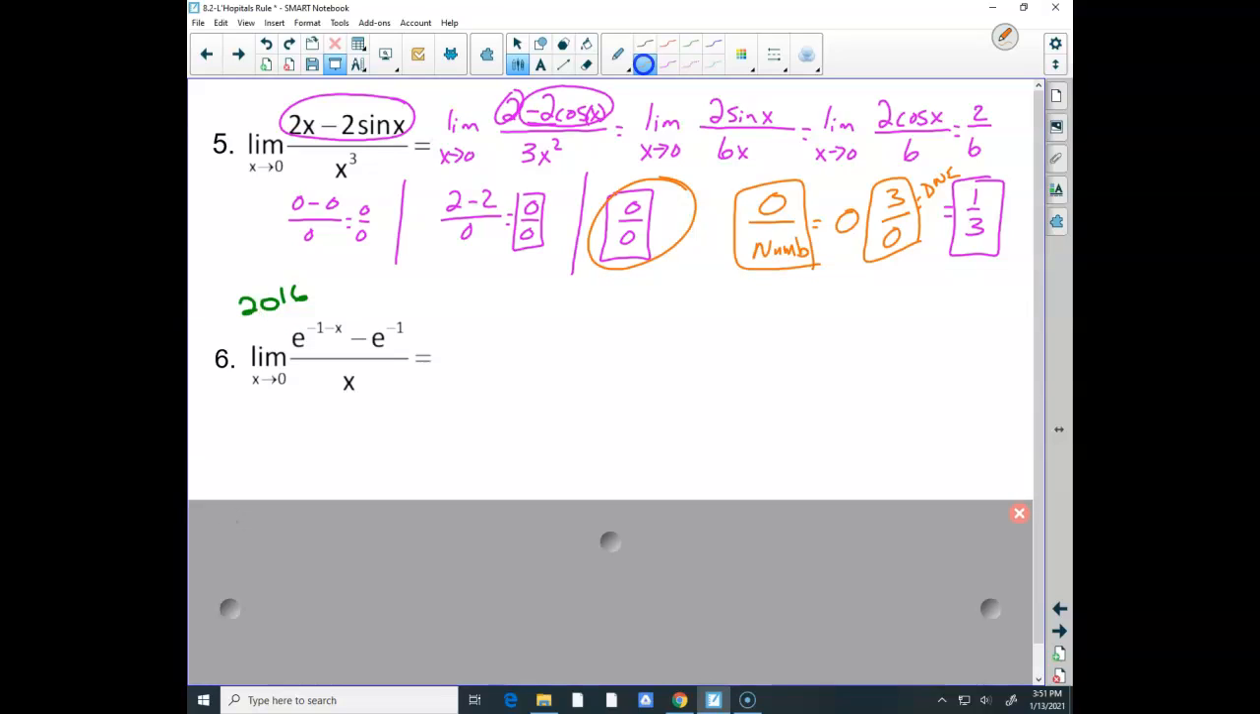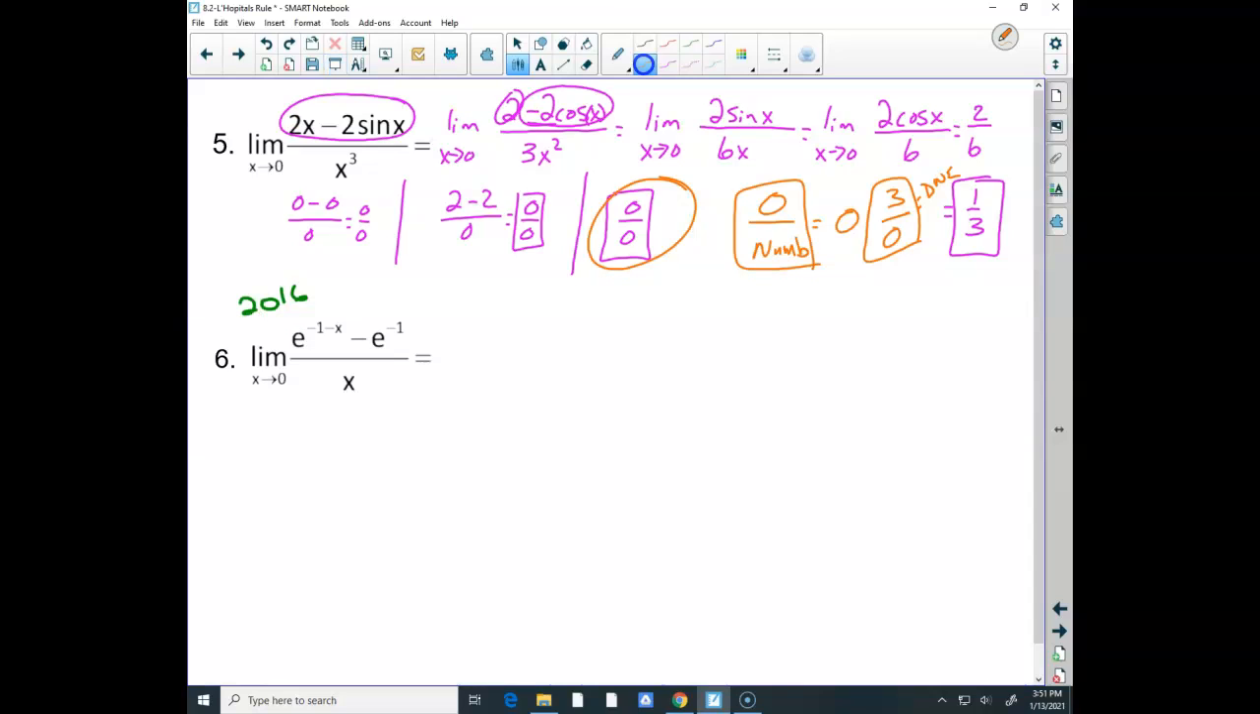Okay? So we have one more here for you to do. And actually, number 5 is an old AP multiple choice question. Number 6 is a 2016 multiple choice question, again applying L'Hopital's rule. So if I plug 0 in here, I get e to the negative 1 minus e to the negative 1 over 0. The same thing minus the same thing is 0 over 0.